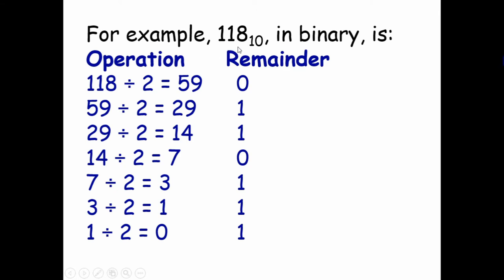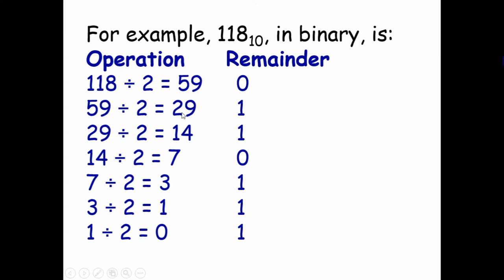So this is decimal, 118. We keep dividing it by 2 to convert it to binary. Keep dividing it by 2 and keep note of your remainder. So you can't do it with the calculator, you have to actually know your division. 118 divided by 2 is 59 with no remainder. Then 59 divided by 2 is 29 with one remainder. You could do it with a calculator. If it says 29 point something, then you know you've got a remainder of one.